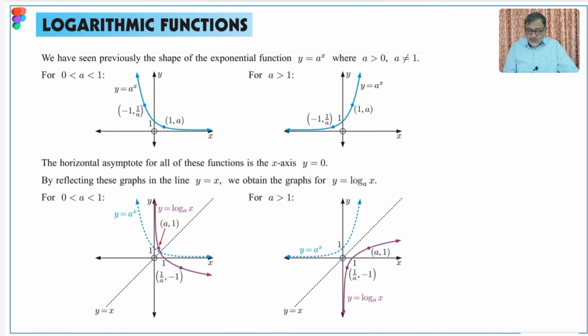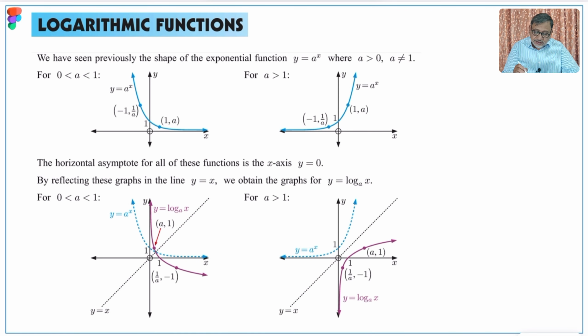Now logarithmic function graphs are explained here. Again, the same thing we see here. If your base a is between 0 and 1, it will be a decay graph. It will go like this. And if your a is greater than 1, then this will be a growth graph. It will go up like this. Now we can show the inverse function of this. The inverse function of the exponential is the logarithmic function.